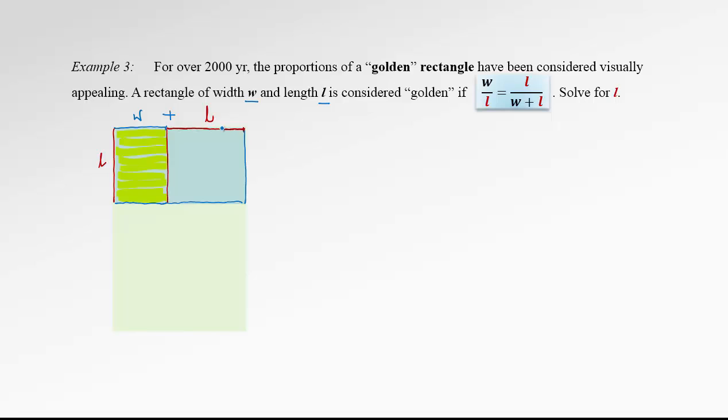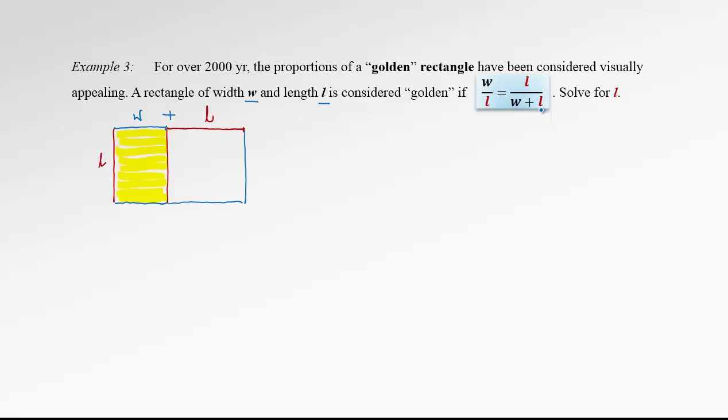So the ratio between the new width and the new length will still be the same. Okay, so that's what golden rectangle is. We wonder how to find the relation between L and W, so we really want to solve this formula for L. L appears in three places and in different levels.